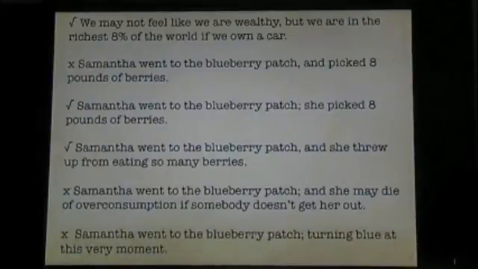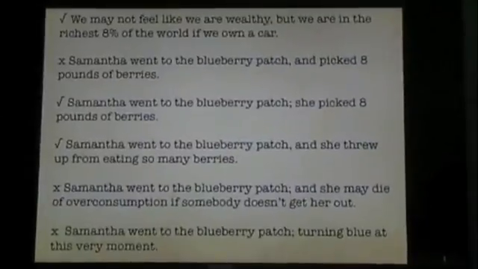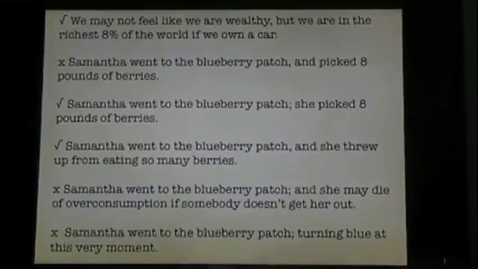And here's the last example. Samantha went to the blueberry patch; turning blue at this very moment. This one also has an X in front of it, so you know it's wrong. If you analyze it, you can see that we have a complete sentence, Samantha went to the blueberry patch, and we have a semicolon. But the second half is not a complete sentence. That's a phrase, turning blue at this very moment. So we can't combine those two with a semicolon.